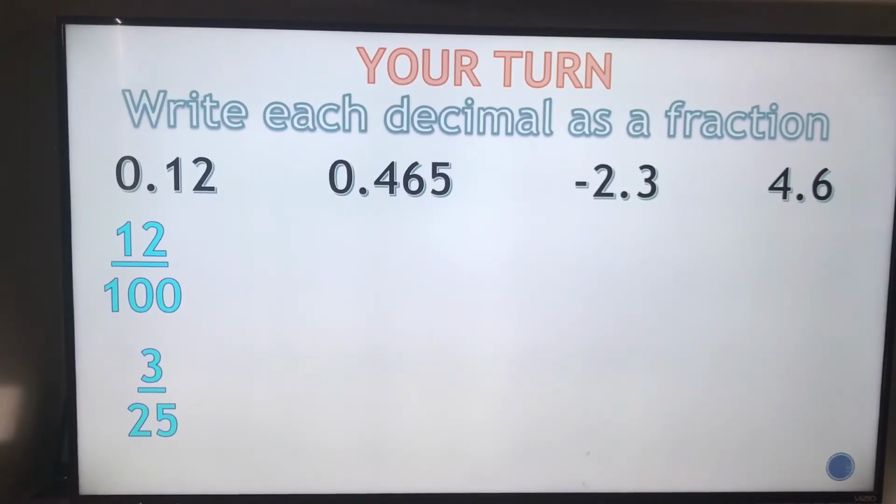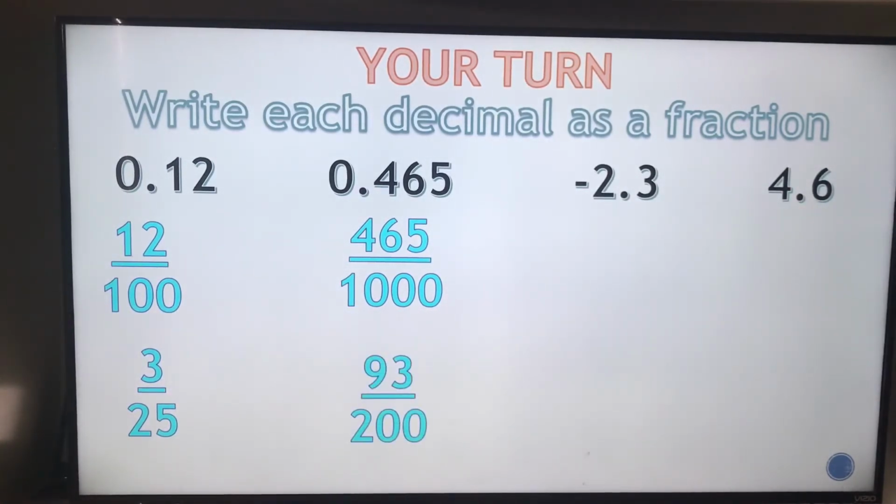Let's go look at our next one. 3 numbers after the decimal place, which is 465 thousandths. So it should go over 1,000. You're going to be able to divide both of those by 5 to get 93/200.